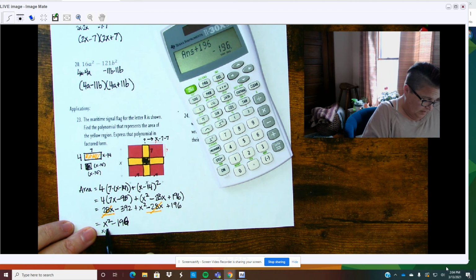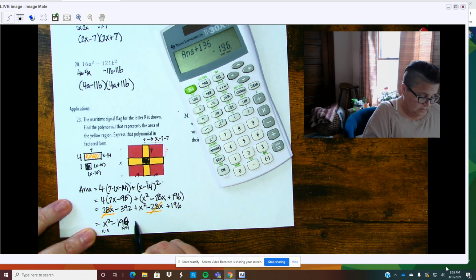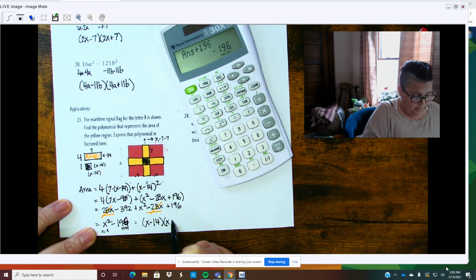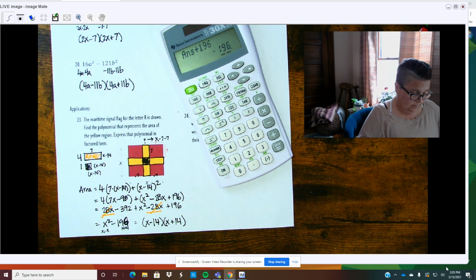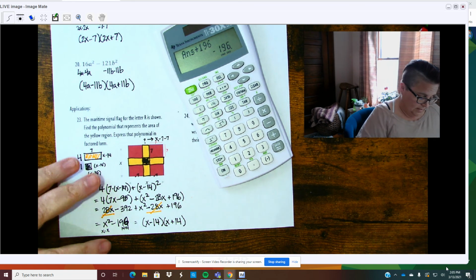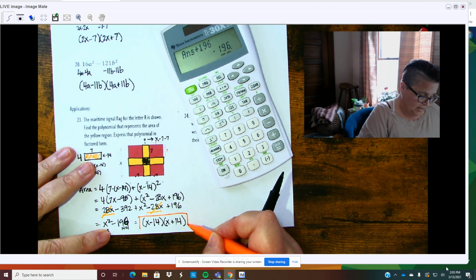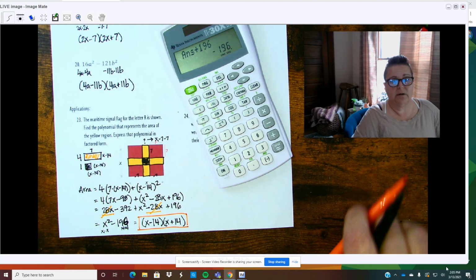This is now a difference. That's an x times x. See how it's two terms? I've got to factor it. So now I've got 196, which is indeed 14 times 14. We just did that one. So this would be x minus 14, x plus 14. All right, and this would be the area simplified and in factored form.